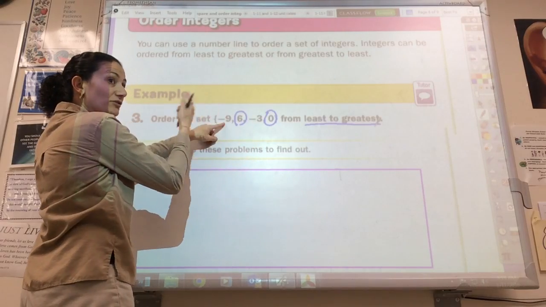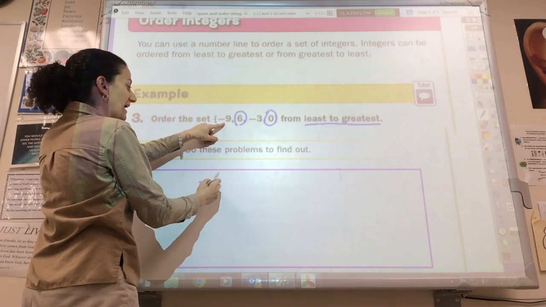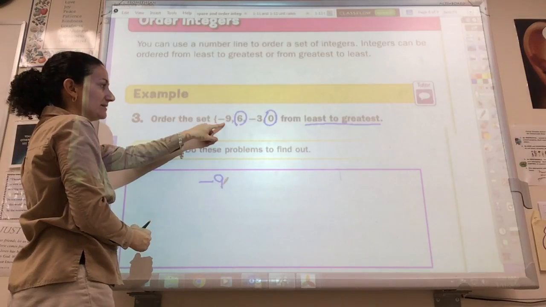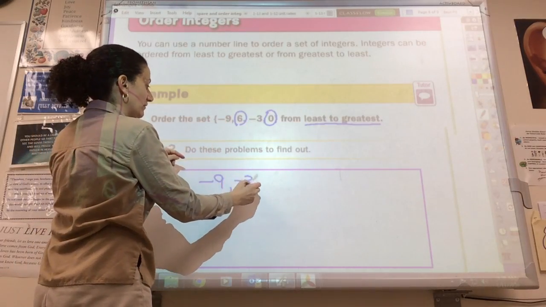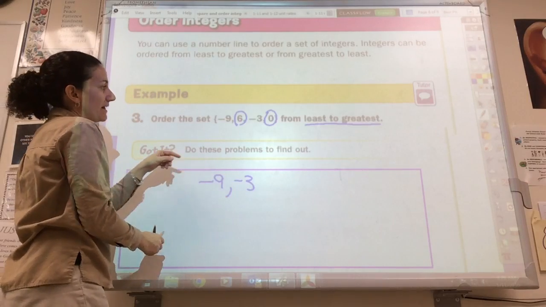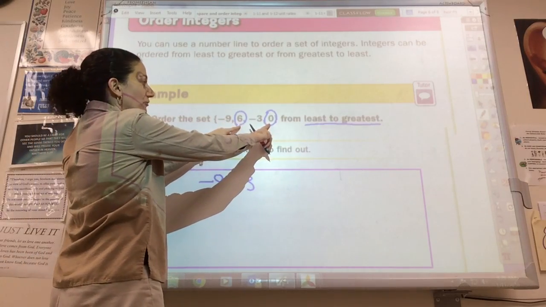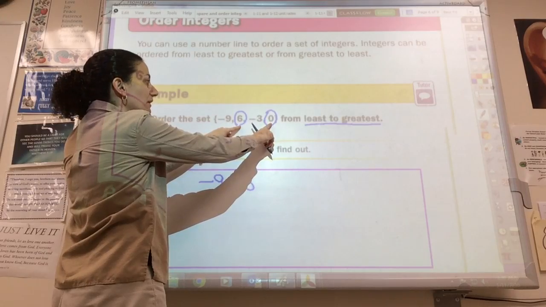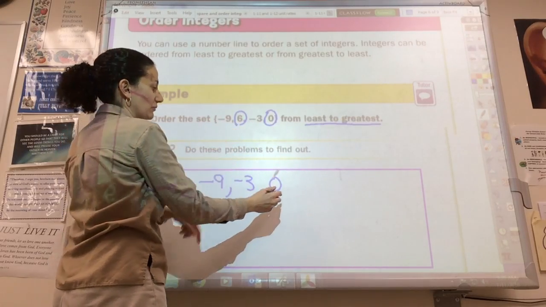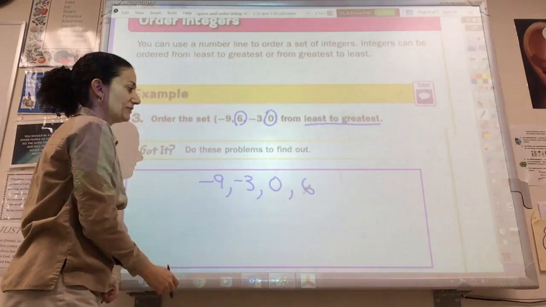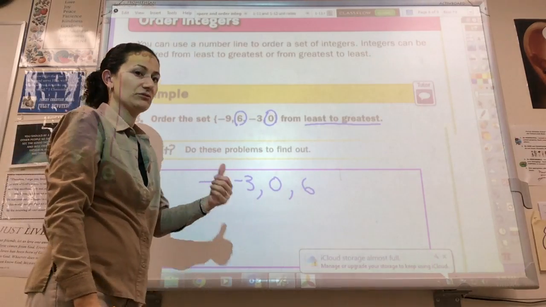-9 is further to the left on a number line. So that is the smallest, or least. Then we've got another negative number, -3. Then we've got our two other numbers that are not negative. 0 would come next. And then the biggest number is the positive one, 6. So that's how you order numbers from least to greatest.